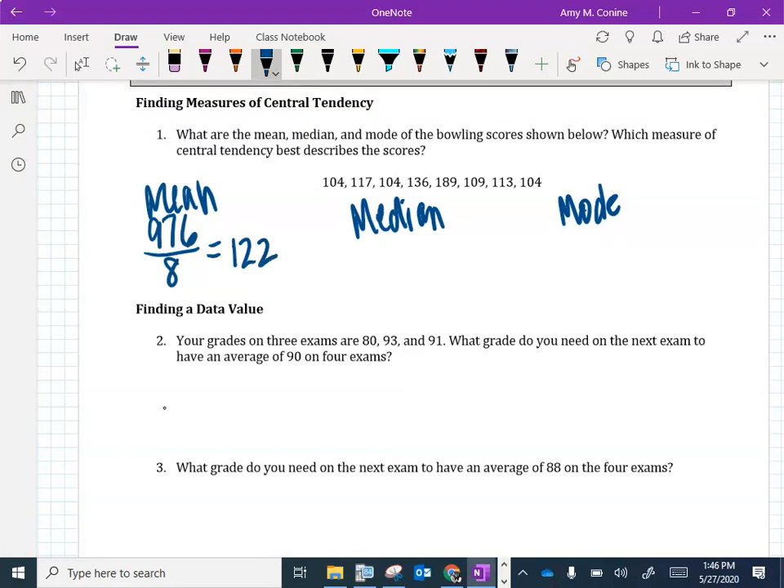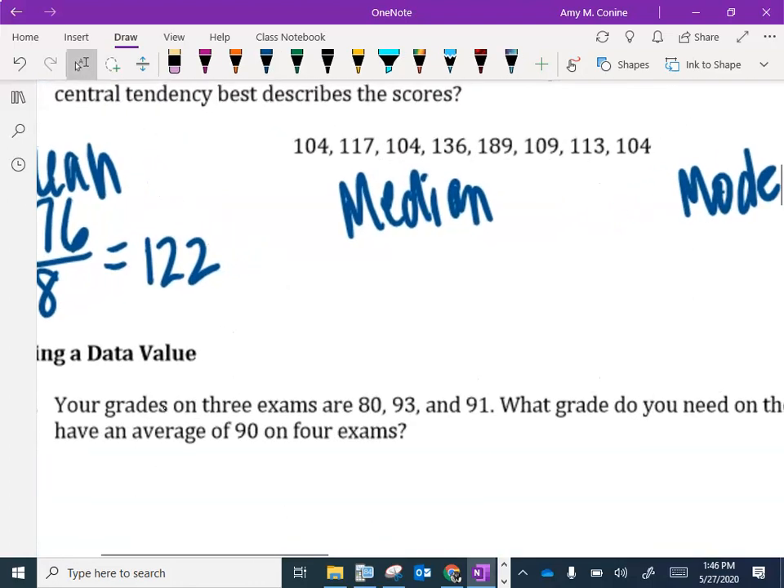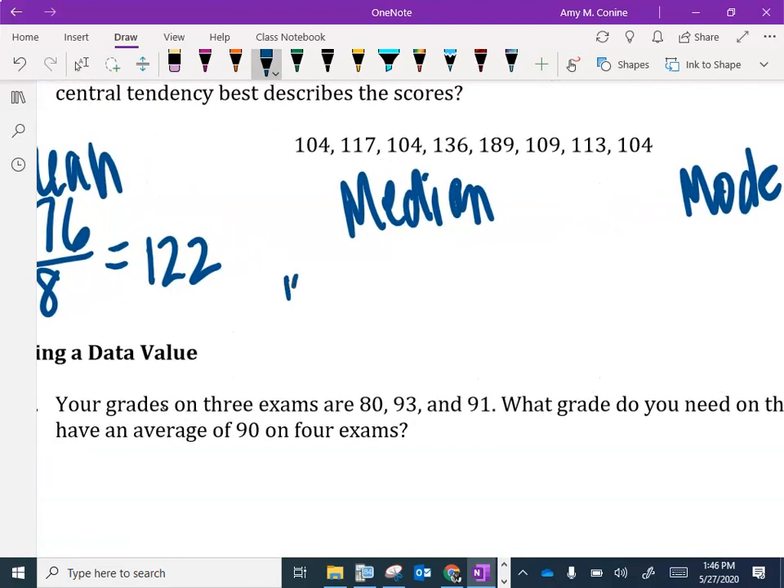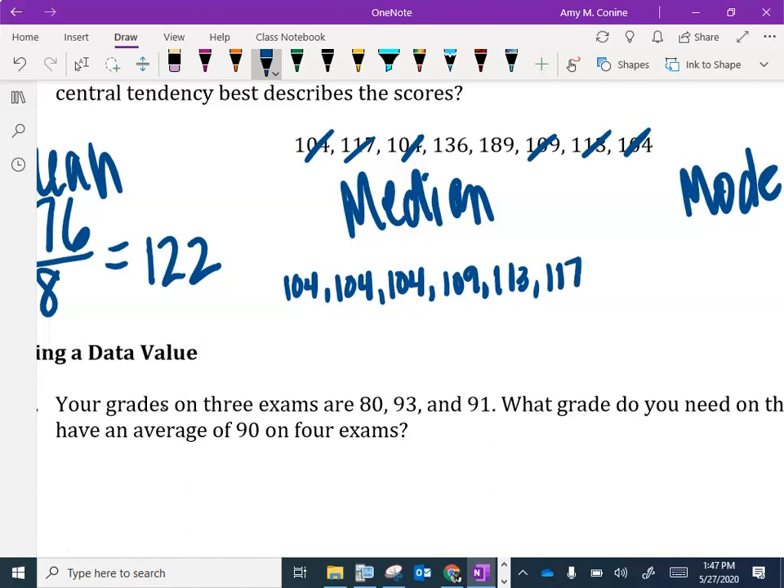Okay. So now what we need to do for our median, we're going to take all these numbers, we're going to list them in numerical order. Okay, so I'm going to zoom in a little bit and make it easier for me. So numerical order, least to greatest. So 104 is our smallest, so we're going to list 104 as many times as we need to get through the data. So we have 3 of those. And then our next one is 109. And then 113. Then 117. 136. And then 189. That would be our last one.